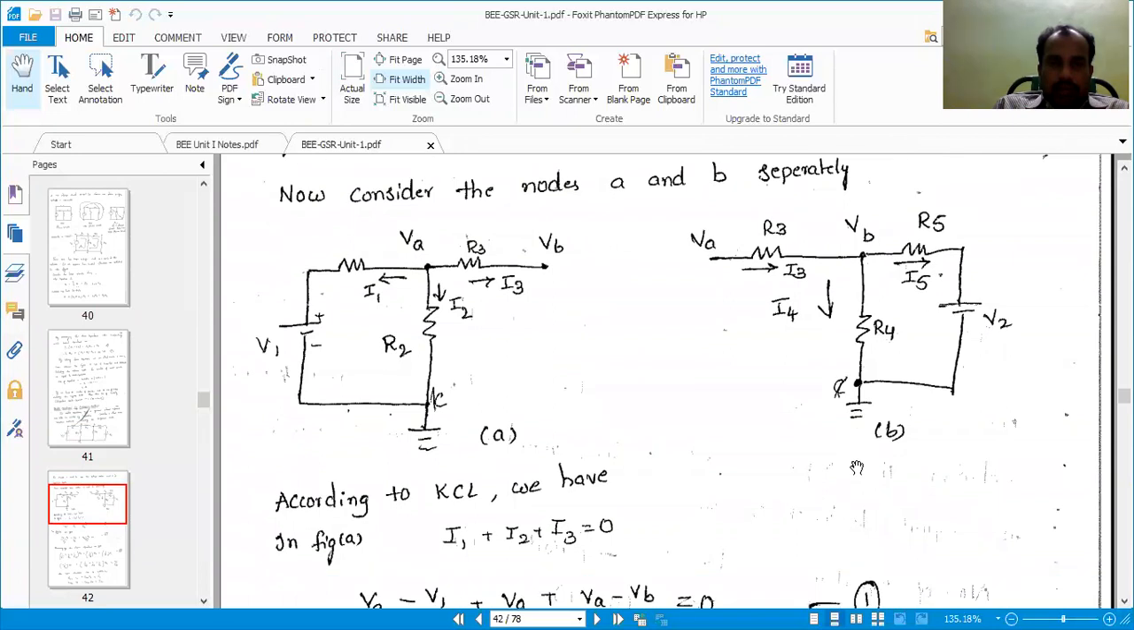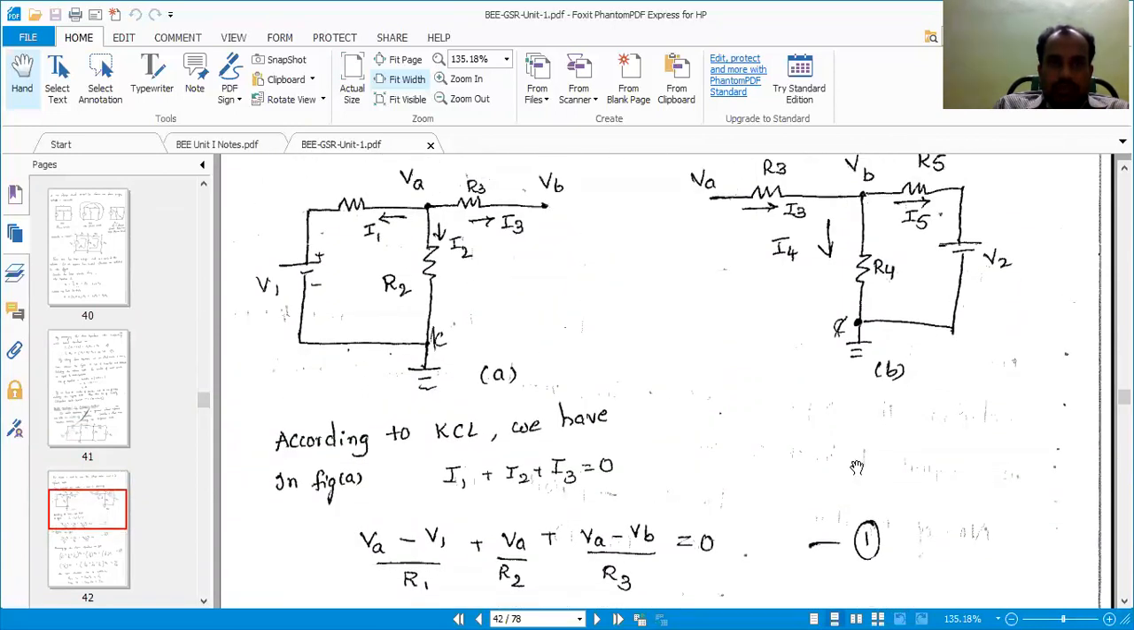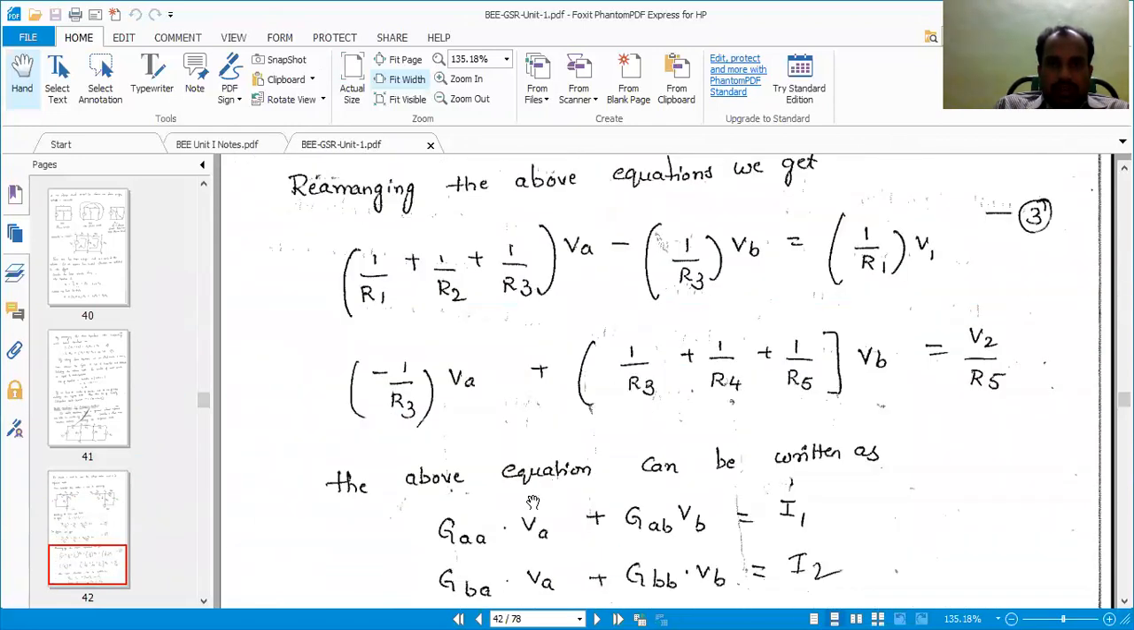Now applying KCL to the figure, I1 plus I2 plus I3 equals 0. So I1 equals (VA minus V1) by R1. I2 equals VA by R2, and I3 equals (VA minus VB) by R3. We find the one equation by rearranging.